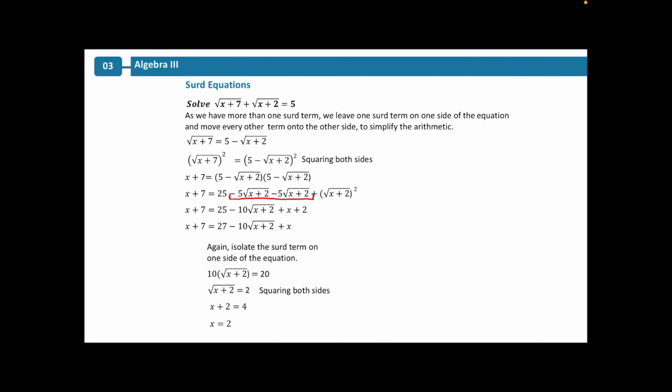Your final step is to check if this value satisfies your original equation. So substituting in, x is equal to 2. On the left-hand side gives us root 2 plus 5 plus root 2 plus 2 equals 3 plus 2, which equals 5. And our right-hand side is equal to 5. Therefore, our value of x equals 2 satisfies the equation and is true.